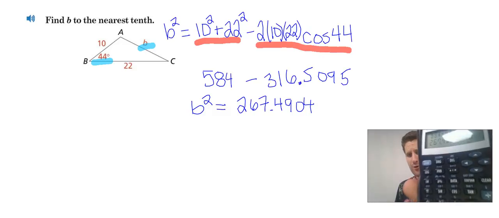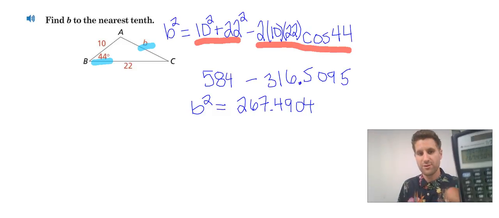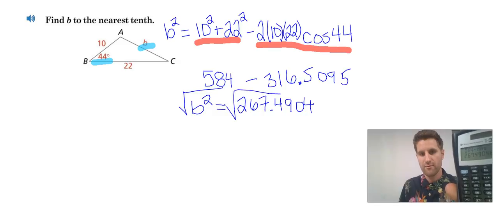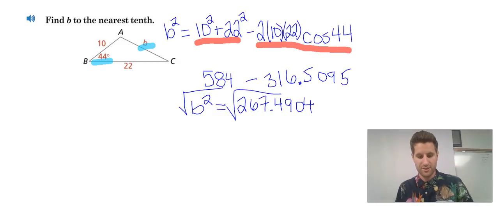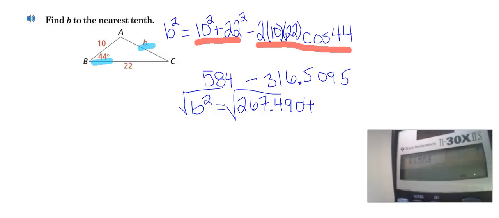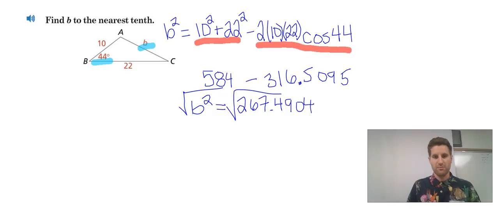But again, it's already in my calculator. So when I do my last step of square rooting, all I'm going to do is square root this. So I do square root, and I'm going to hit answer. Square root the answer that I had from the previous problem. I hit enter, and I'm going to get b equals 16.35, so I'm going to say that's 16.4.